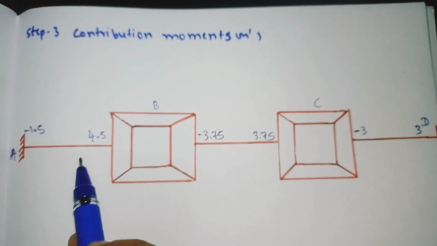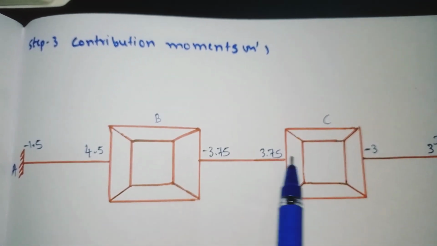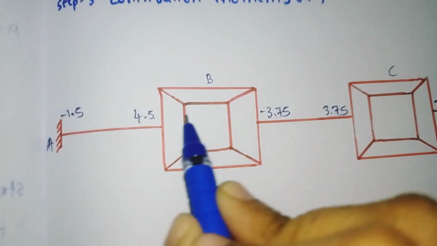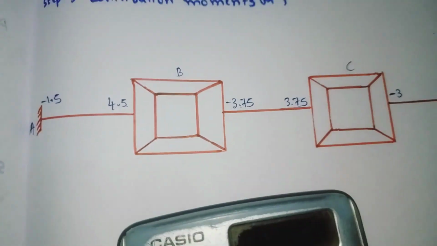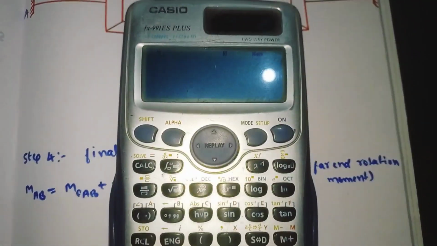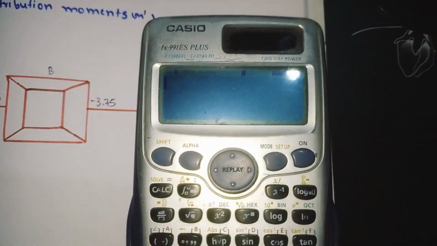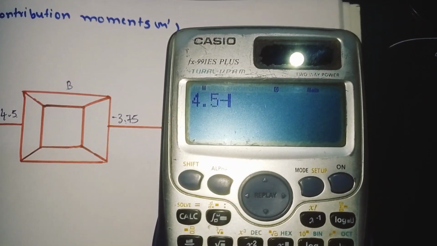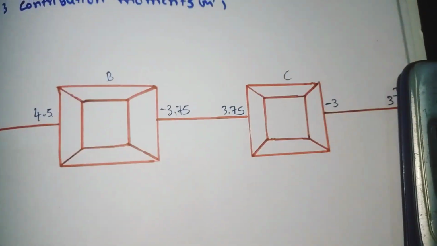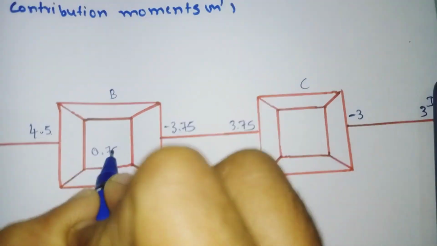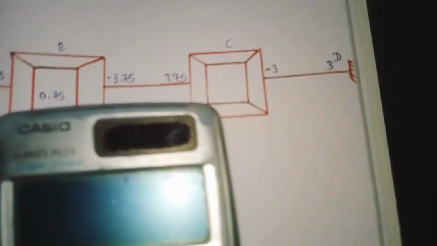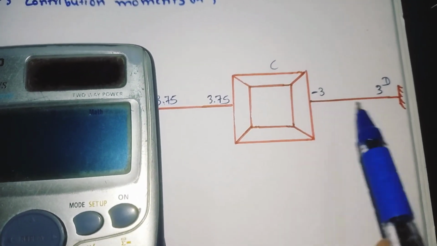So first thing we have to write down all the fixed end moments here, and in this box what we have to do is add these two and write the value here. So I will show you. See here, 4.5 minus 3.75. It will come out as 0.75. So write it in this box, 0.75. Similarly add these two and write the value in this box. So 3.75 minus 3.